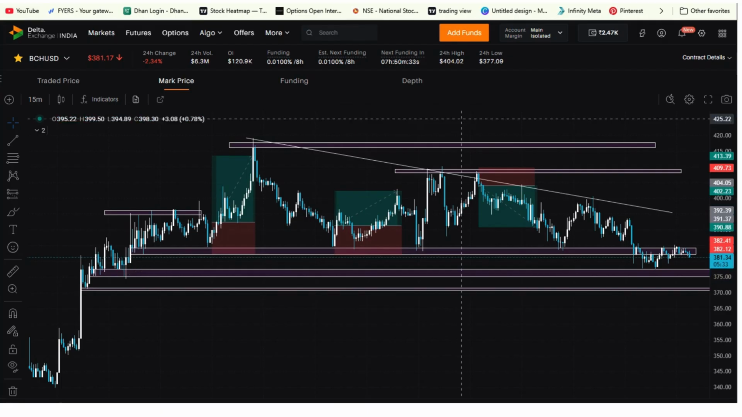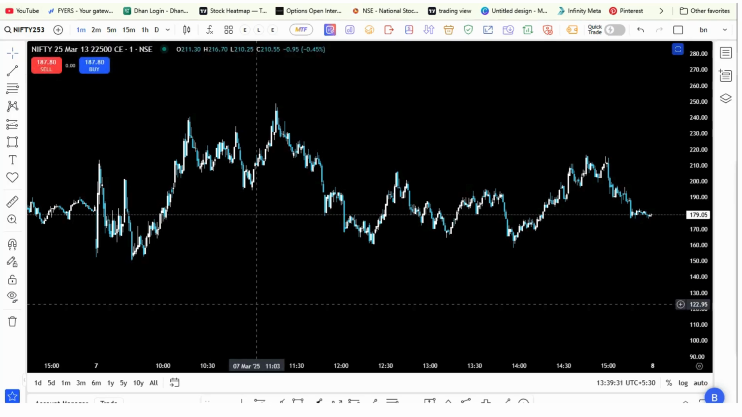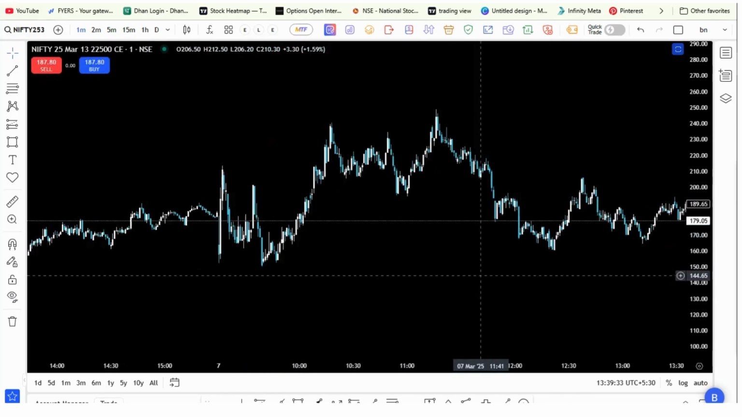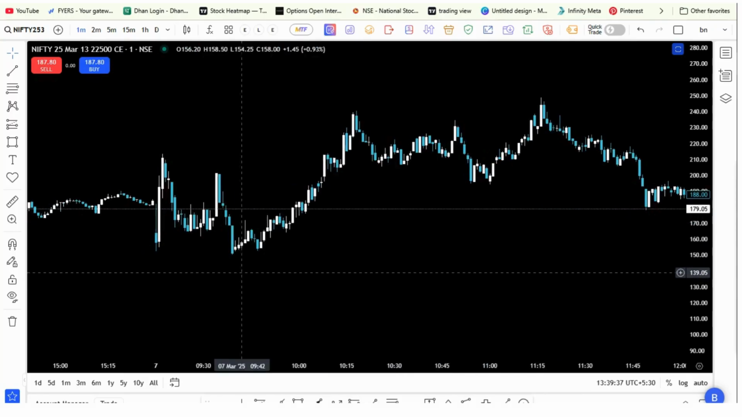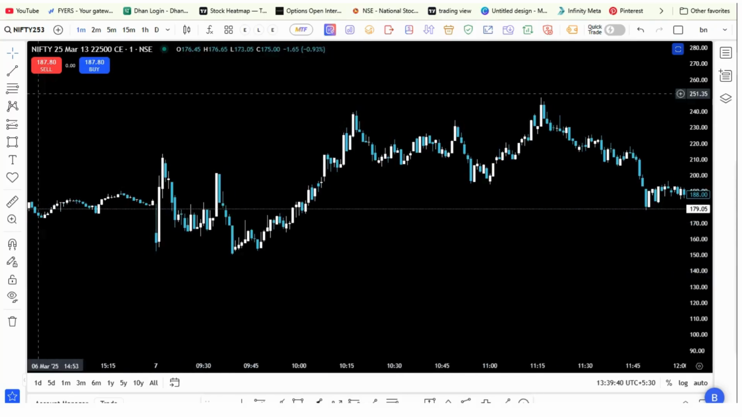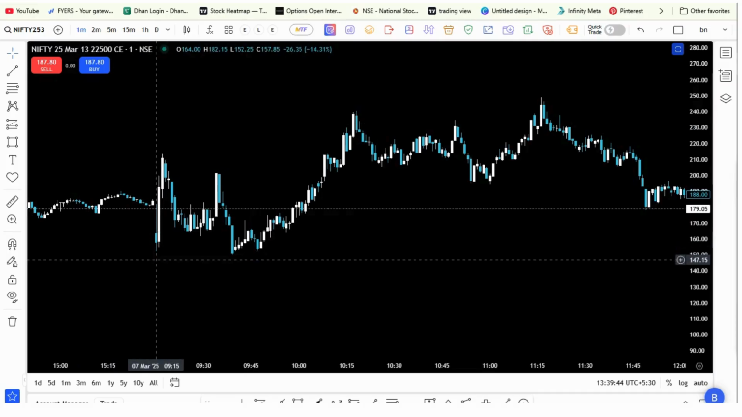So the same thing I will be showing you in yesterday's Nifty chart. I won't be wasting much time. We will be quickly moving, and I'll show you the trades from yesterday. We could trade with the support and the resistance. So the market opened over here. This is the 22,500 CE chart. The time frame is 1 minute.